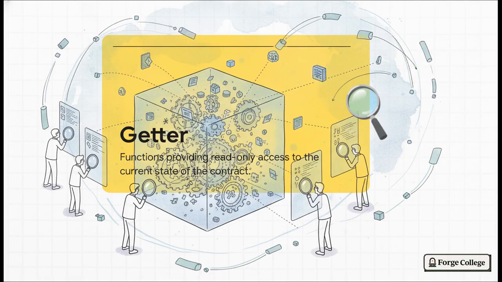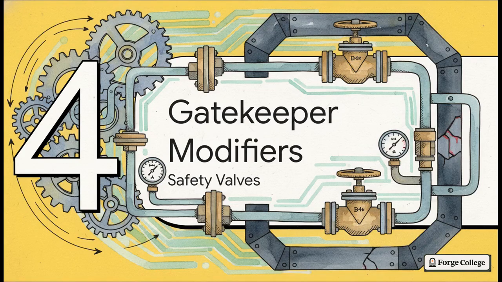This lets your dApp's front end, or even external smart contracts, quickly and cheaply query what's going on under the hood without risking any accidental state manipulation. Safe and simple. Let's slide into Section 4, modifiers as your gatekeepers.